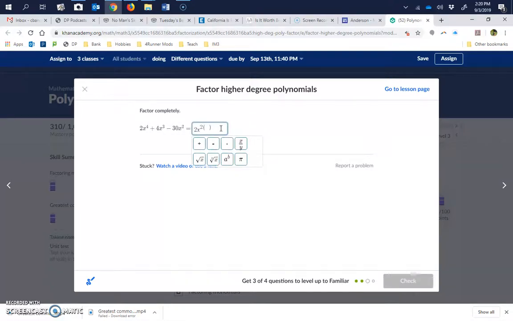And so we have x plus 5, x minus 3. Ooh. That was in exponents world. Okay, 2x squared. Let's try this again. 2x squared, x plus 5 and x minus 3. Yeah, that's right.